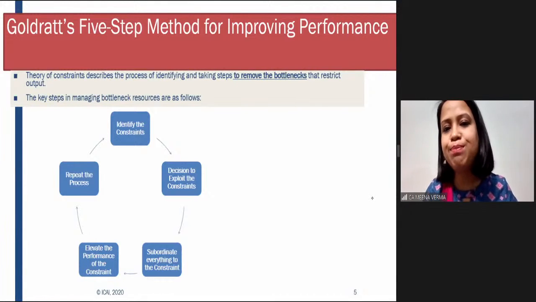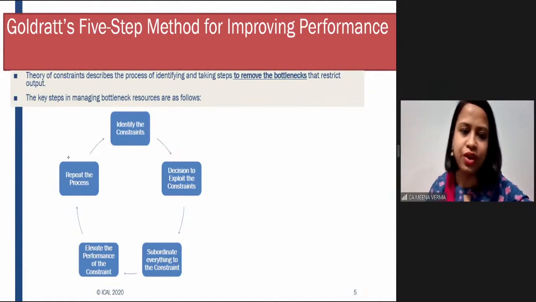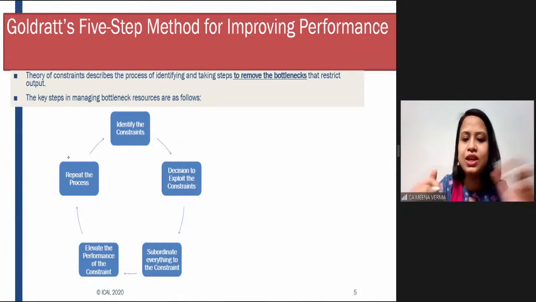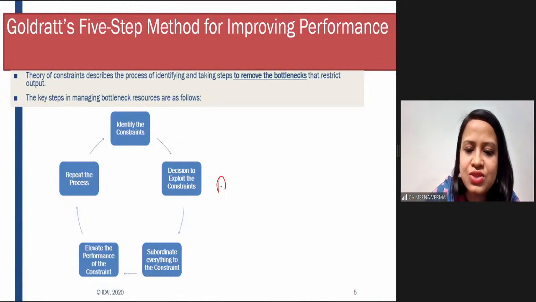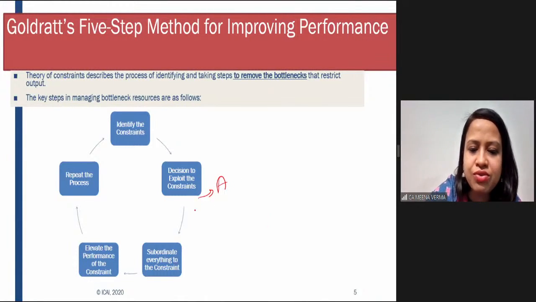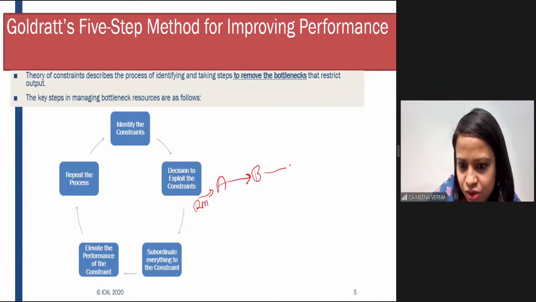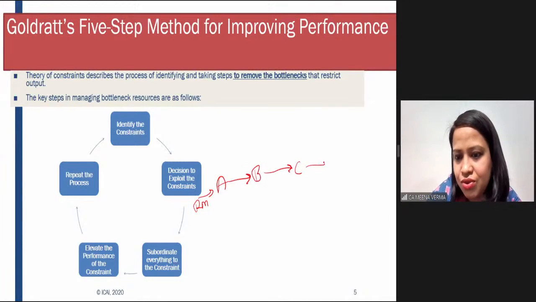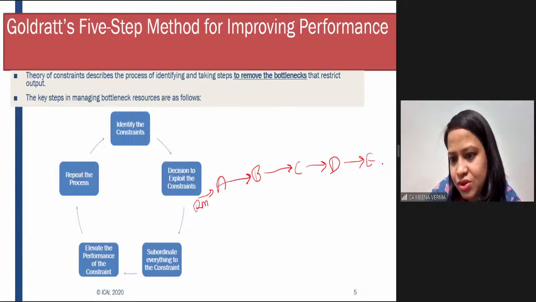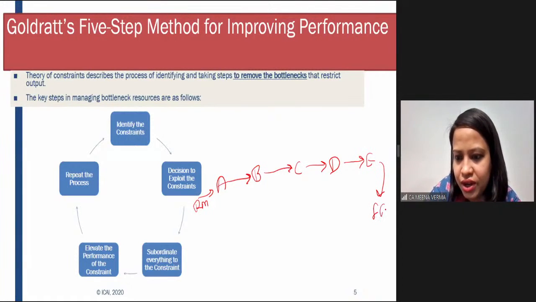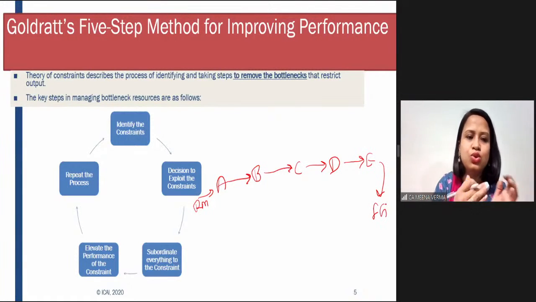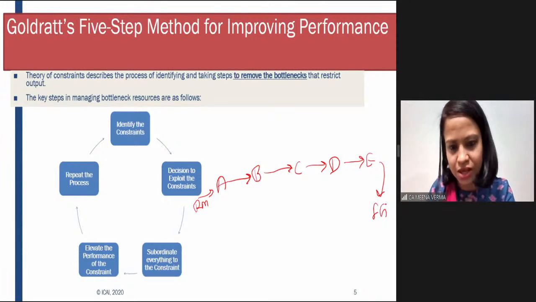Goldratt's 5-step method of improving the performance of any organization. Now see, for example, my organization is working like this: my raw material will go to process A, then it will go to process B, then process C, then process D, then process E, then it will become a finished good. There are various processes through which my product will pass.